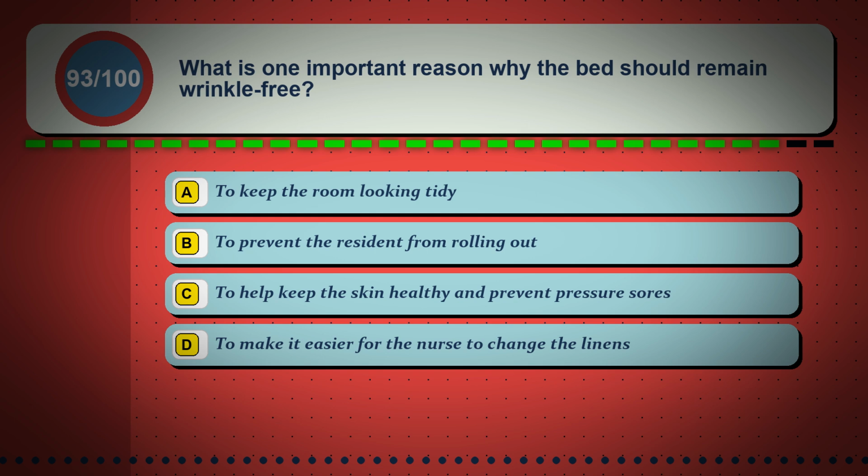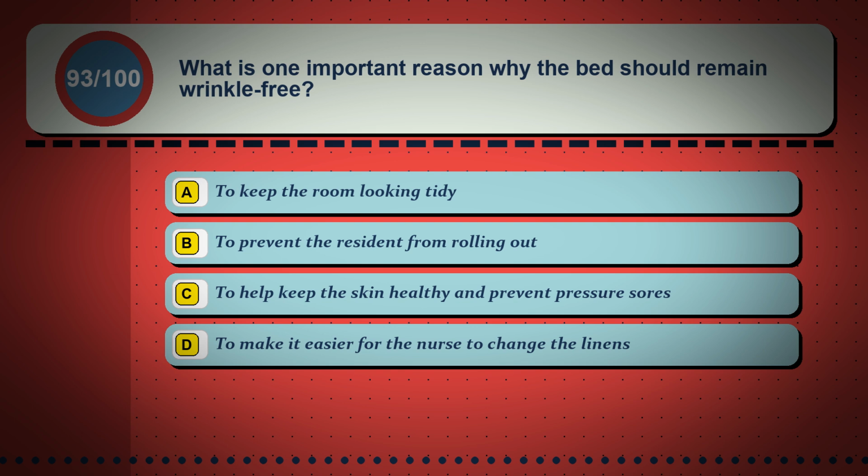Question 93. What is one important reason why the bed should remain wrinkle-free? Option A. To keep the room looking tidy. Option B. To prevent the resident from rolling out. Option C. To help keep the skin healthy and prevent pressure sores. Option D. To make it easier for the nurse to change the linens.